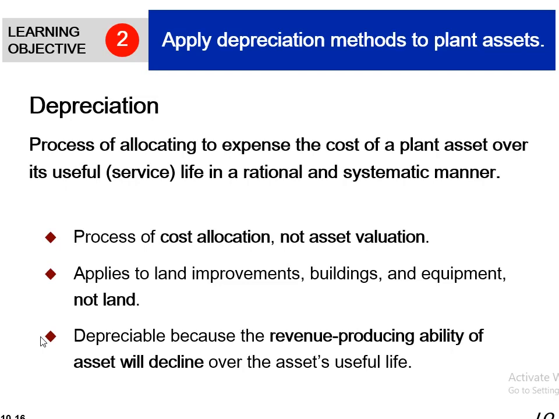Why do we depreciate the asset? Because the revenue producing ability of the asset decreases over its useful life. As we use the asset, its revenue producing ability comes to an end once its useful life comes to an end. So we have to show every year how much efficiency is affected, and that will be allocated to the expense account under the depreciation head.